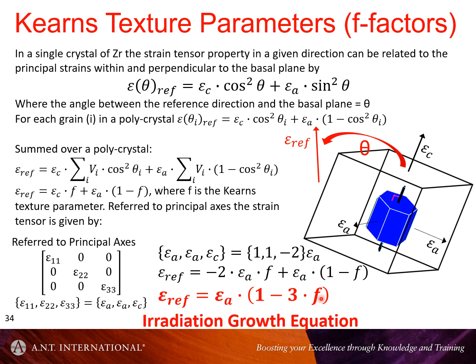And F is basically this factor. It's the sum of cos squared theta i. It's the cos squared of the angle between the basal pole and the direction of interest, weighted by the number of grains, or the volume of material, which are aligned in this direction.